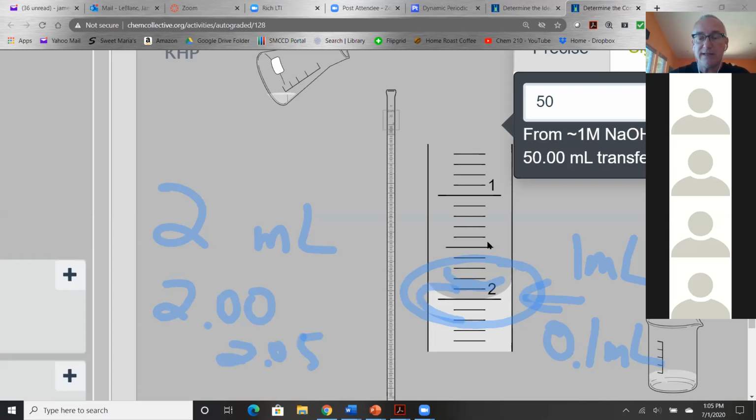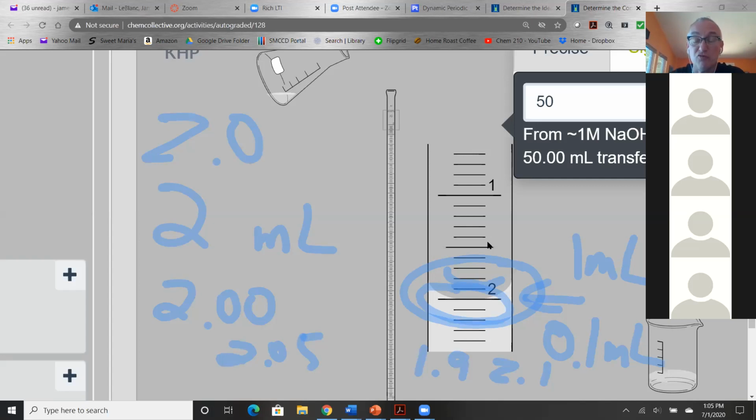So we can clearly see that it's 2. All right, 2. We can clearly see that it's not 1.9 and it's not 2.1, right? Would you say it's clearly not 1.9 or 2.1? Yes. You would say that, right? So this second digit is also given to us by the instrument. But the third digit, we have to estimate.